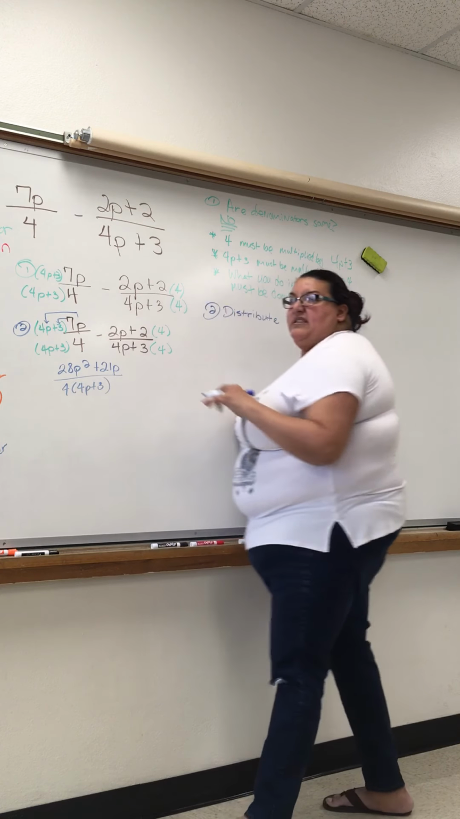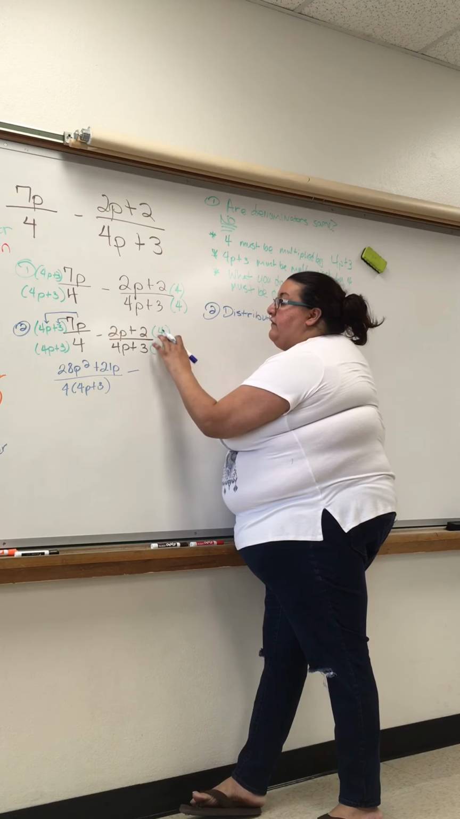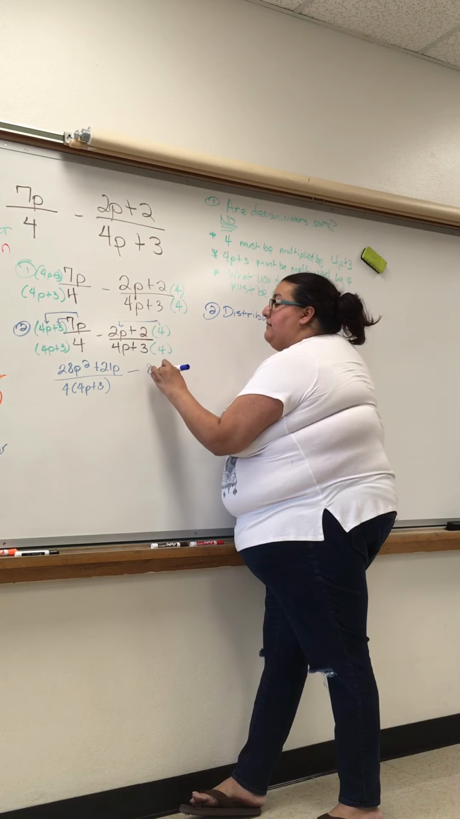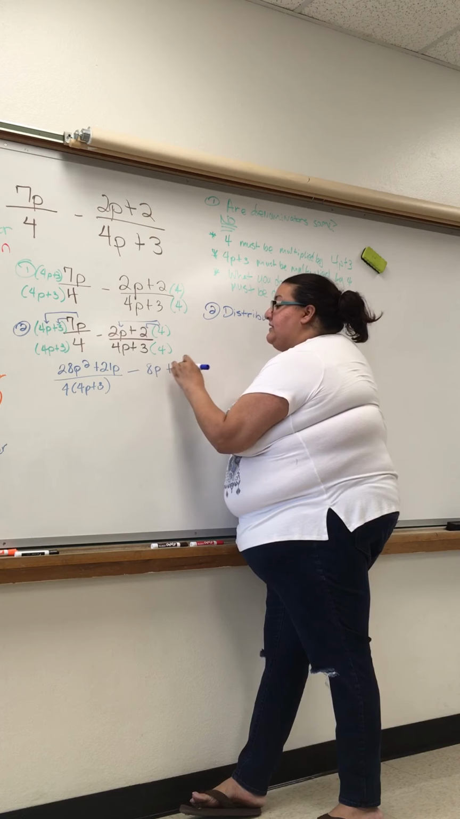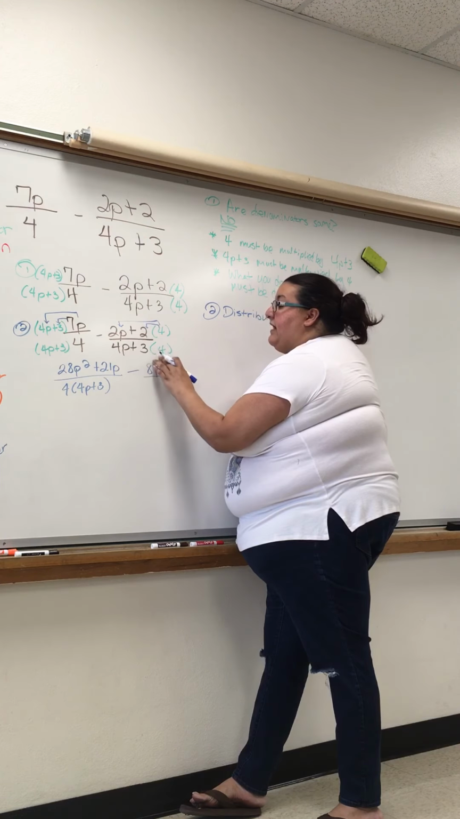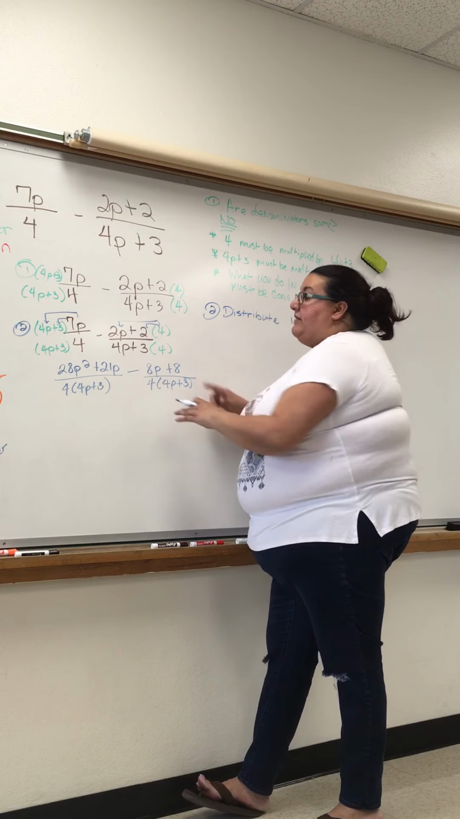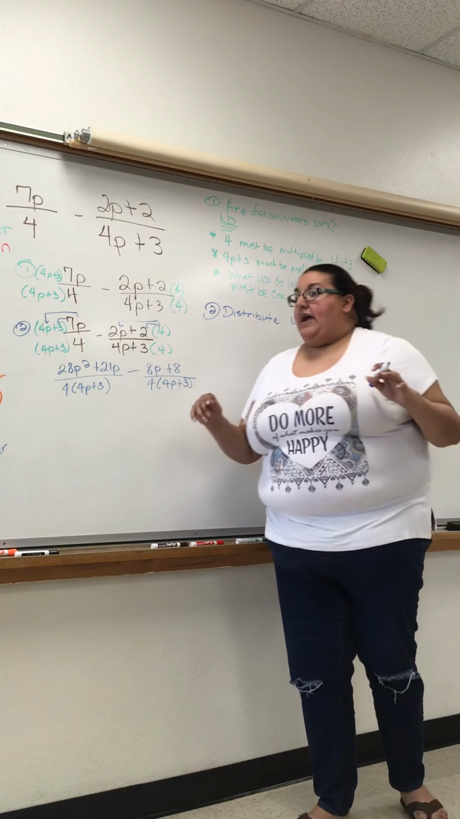Notice the order right here doesn't really matter, so don't worry about that. Minus 4 times 2p is 8p, and 4 times 2 is plus 8, and that's divided by, and I'm going to put the 4 up front, times 4p plus 3. Notice how I changed this up right here? It's still the same thing, so don't worry about that.